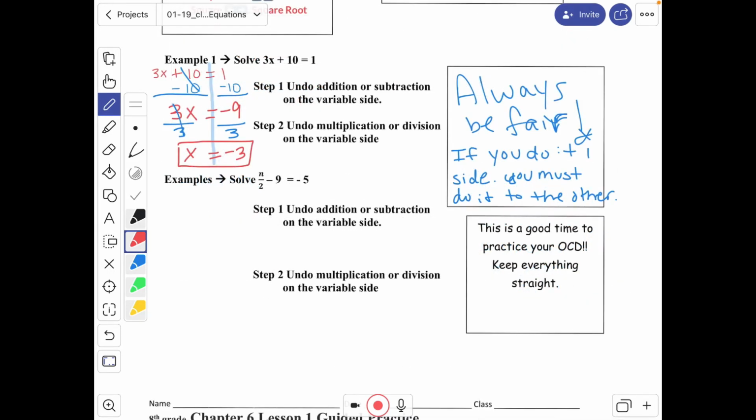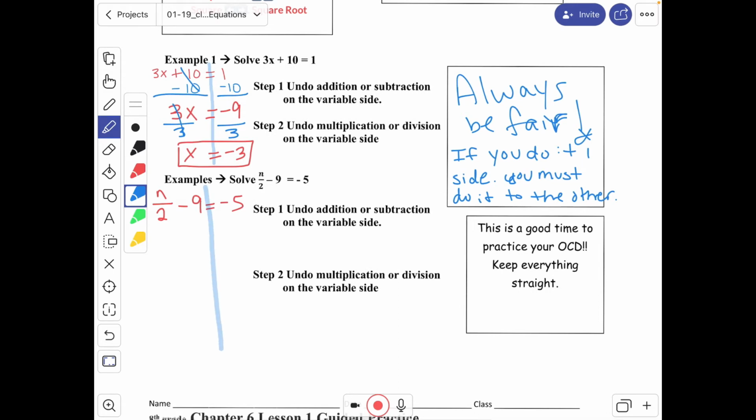Next example, solve n divided by 2 minus 9 equals negative 5. So that's n divided by 2 minus 9 equals negative 5. Again, remember you want to keep that straight, and remember that whatever you do on the left, you have to do on the right. So the first thing we want to undo is the adding or subtracting. This time we're subtracting 9. The opposite would be to add 9.